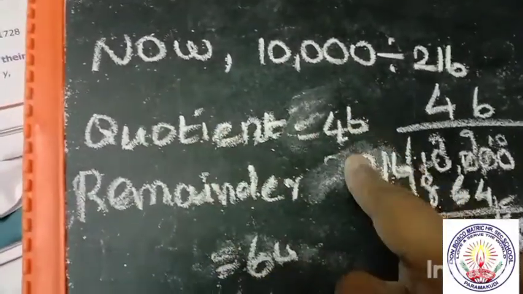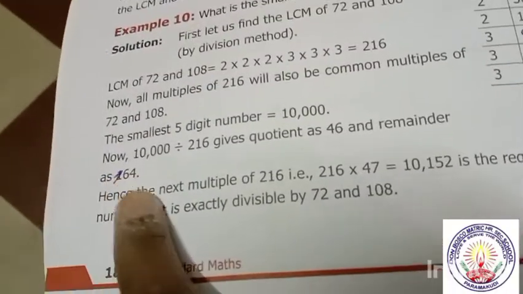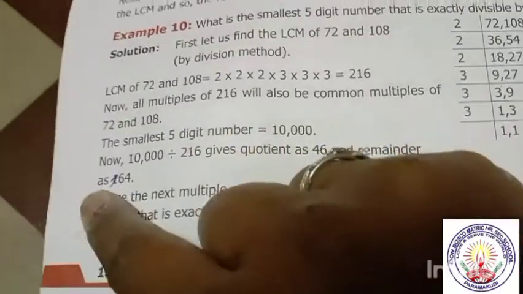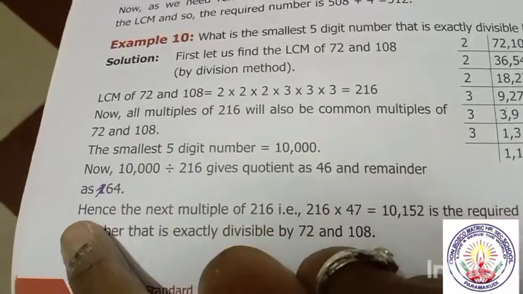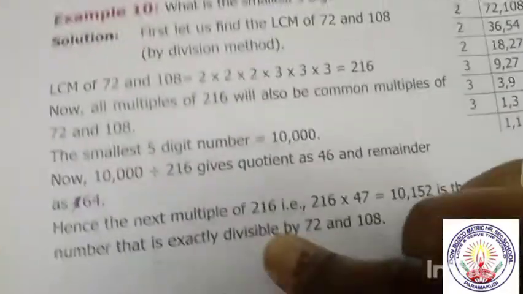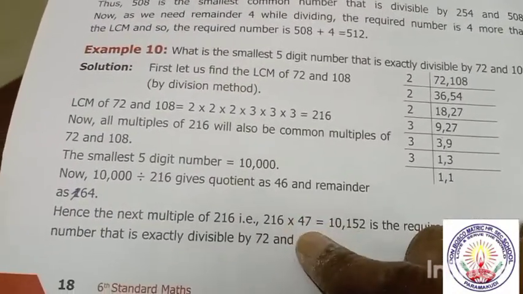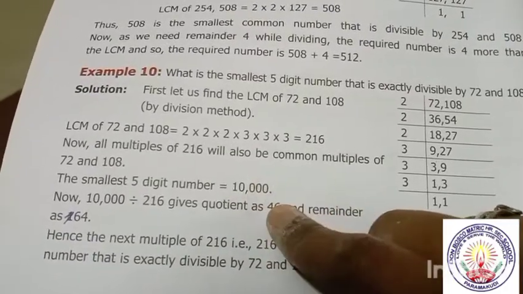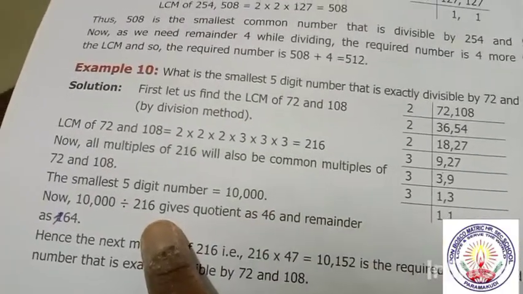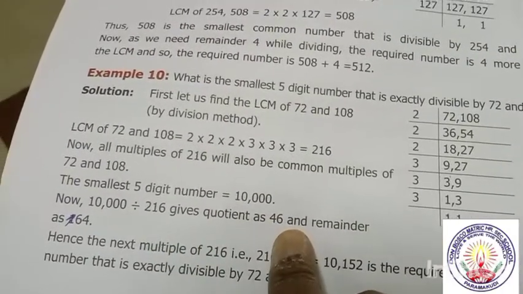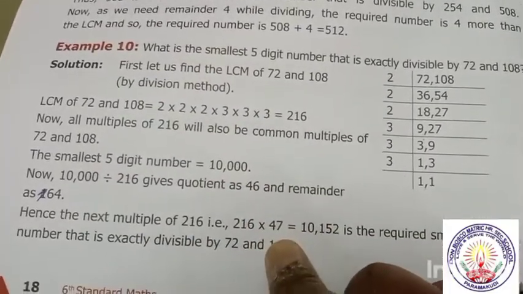Here the quotient is 46 and the remainder is 64. Okay, 64 was the remainder. Hence the next multiple of 216, that is 216 into 47. Why do we take 47? Because when 10,000 is divided by 216, the quotient is 46 and the remainder is 64. So we will take the next number, 47.